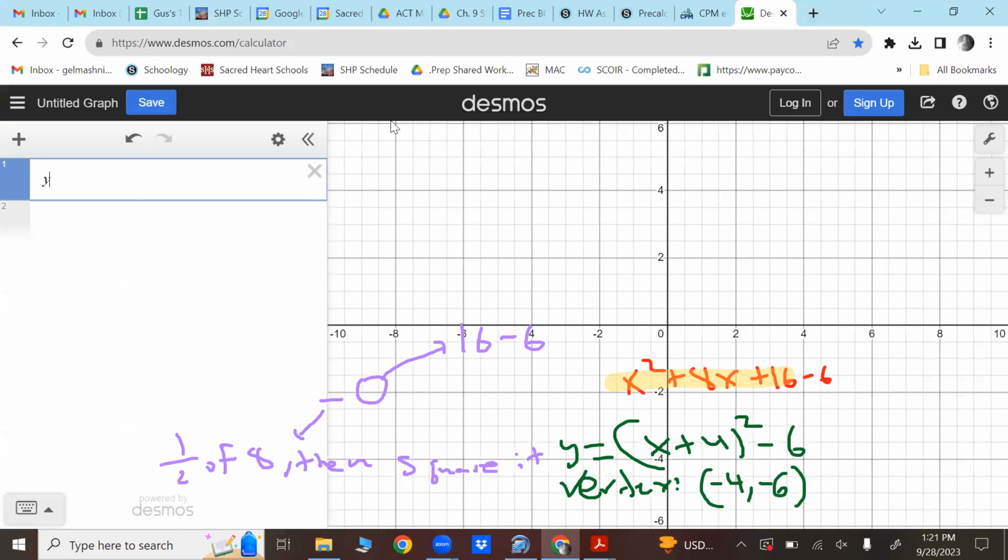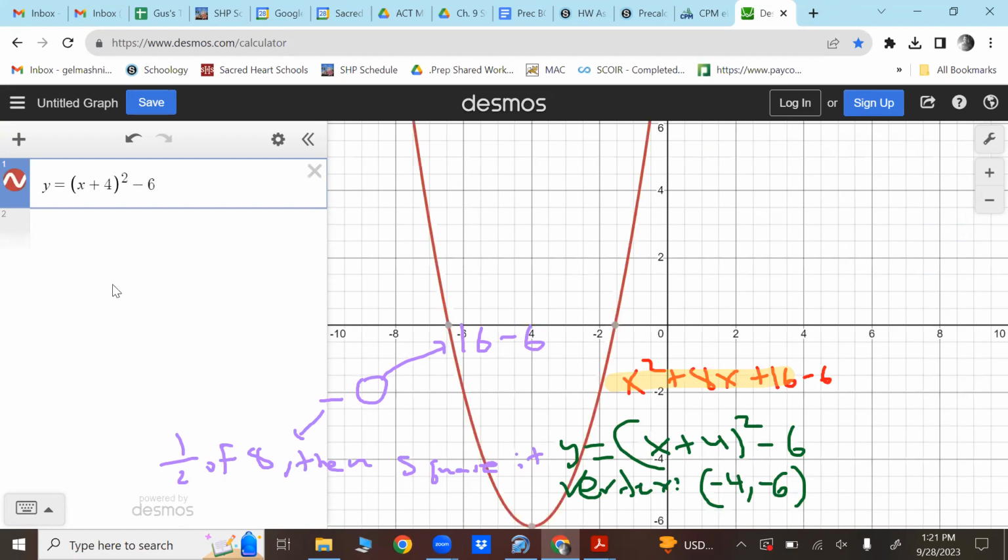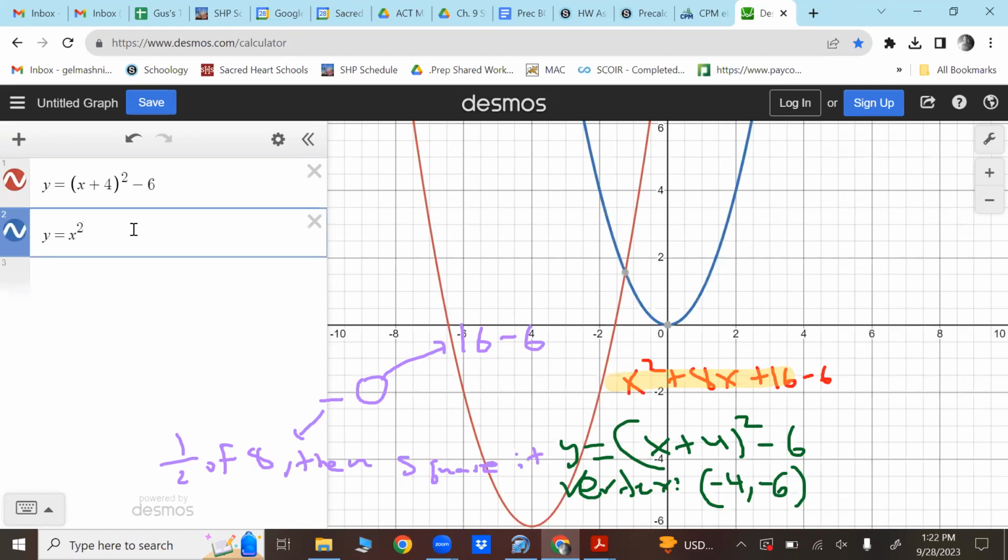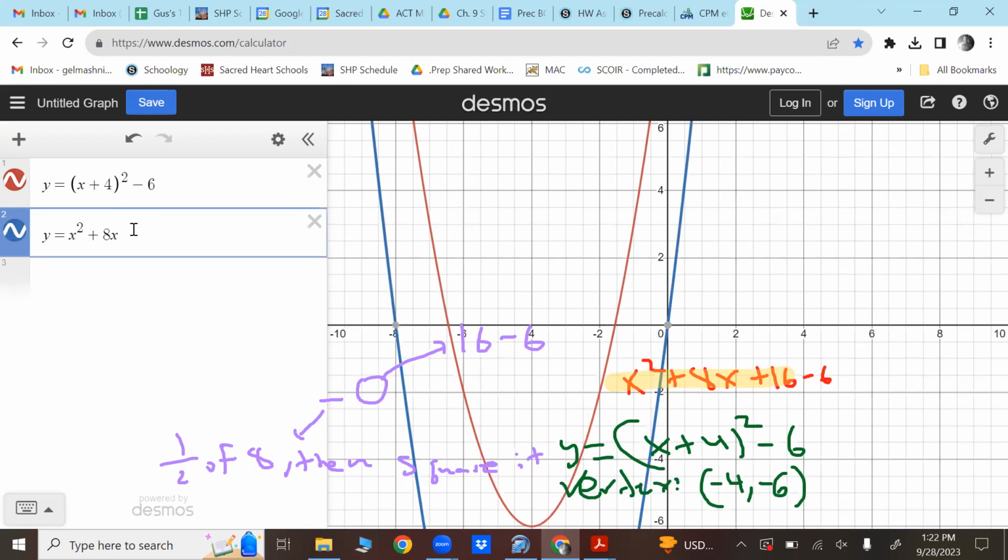If I go to Desmos, y equals x plus 4 raised to the second power minus 6. Okay, there you go. What if I type in the standard form? y equals x squared plus 8x plus 10. They're the same thing, right? If I turn this one off or back on and this one off, there you go. They're the same thing. Okay, let's keep on moving.